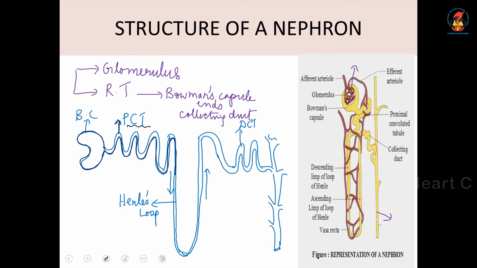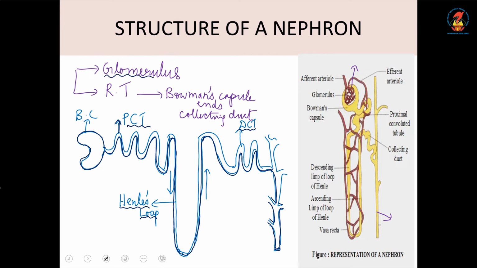Then this proximal convoluted tubule leads to a loop like a hairpin, having the descending limb and the ascending limb. This is called Henle's loop. Then again it opens into a coil structure at the distal end, so it is called the distal convoluted tubule, and finally it opens into a collecting duct which receives many nephrons. So, this is the structure of the renal tubule.